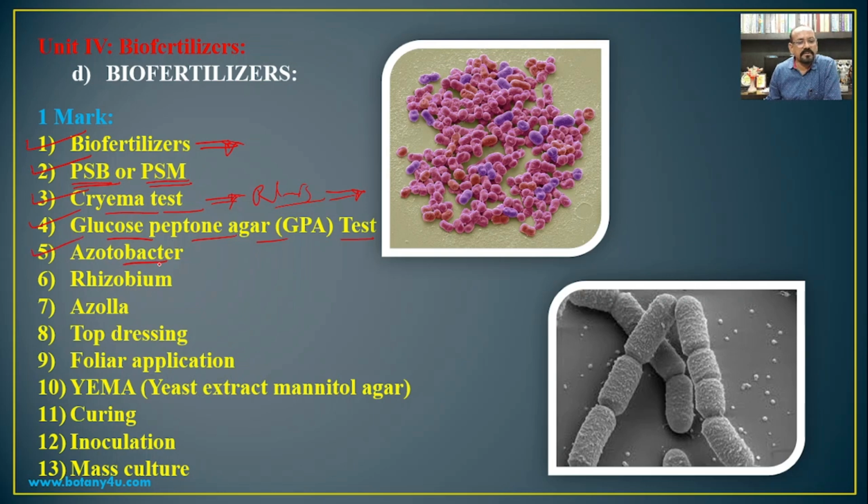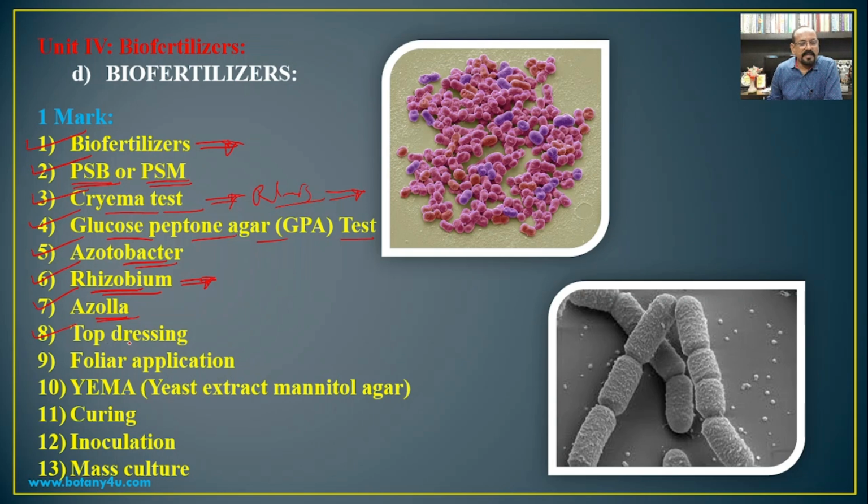Then azotobacter, that we have seen is a free living microorganism and is involved in atmospheric nitrogen fixation. The next one is rhizobium. Rhizobium is a cylindrical or bacillus type of bacteria and is involved in the formation of root nodules of the leguminous plant and in atmospheric nitrogen fixation because of the presence of a special type of structure. Then azolla, again a pteridophyte, which is found in association with the cyanobacteria.